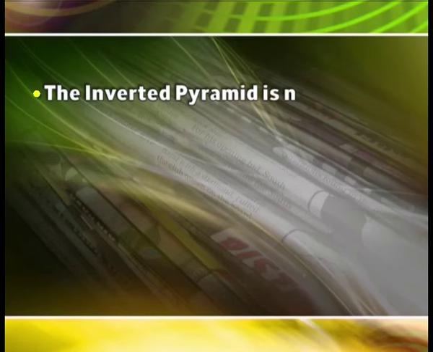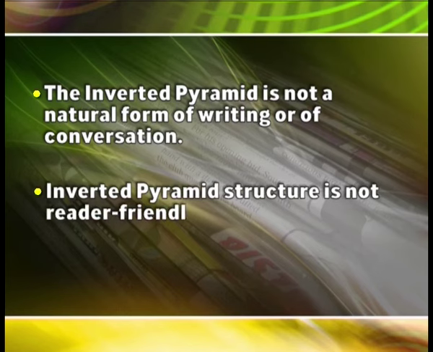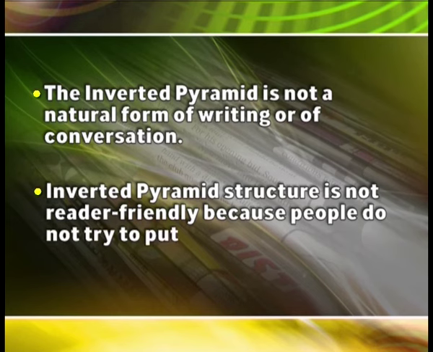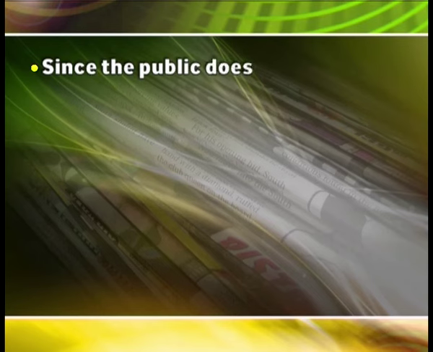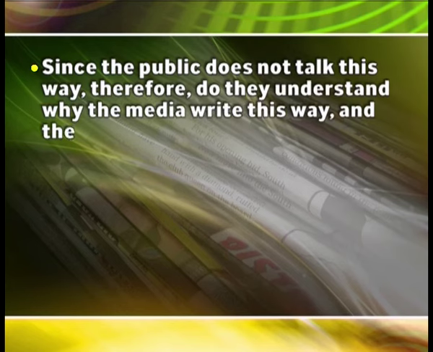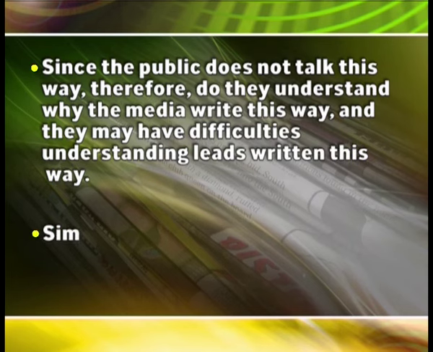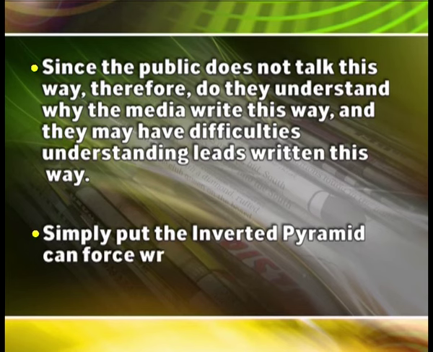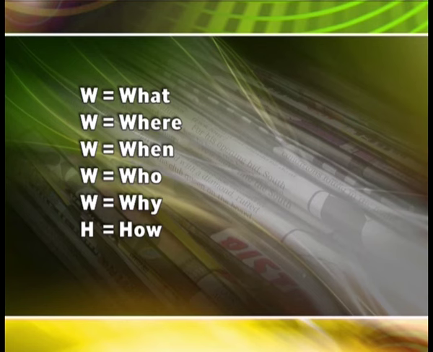Weaknesses of inverted pyramid structure. The inverted pyramid is not a natural form of writing or of conversation. Inverted pyramid structure is not reader-friendly because people do not try to put all 5 W's and H in their conversation. Since the public does not talk this way, do they understand why the media write this way? And they may have difficulties understanding leads written this way. Simply put, the inverted pyramid can force writers to try to put too much into a sentence: 5 W's and 1 H.